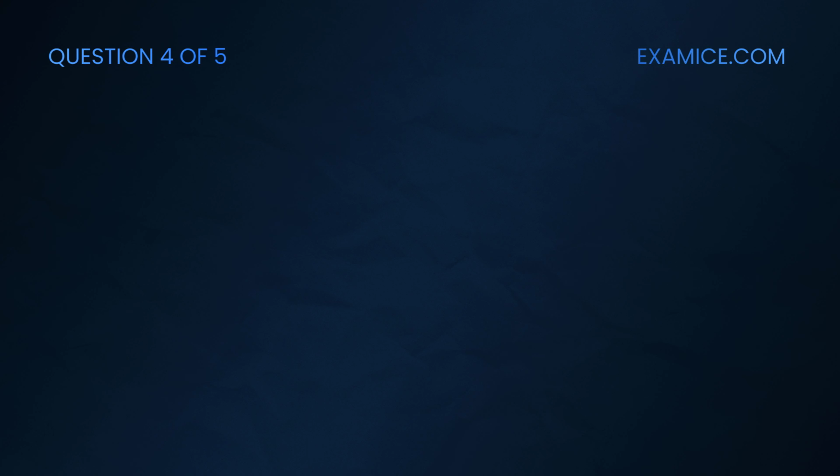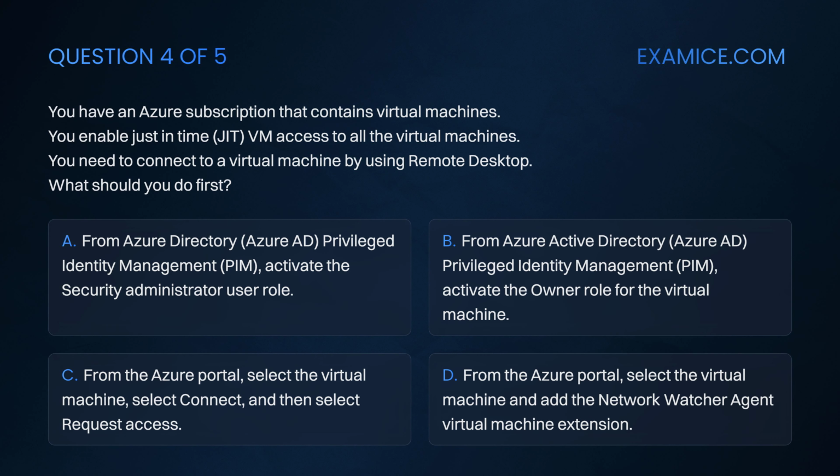Question 4. You have an Azure subscription that contains virtual machines. You enable just-in-time VM access to all the virtual machines. You need to connect to a virtual machine by using Remote Desktop. What should you do first?